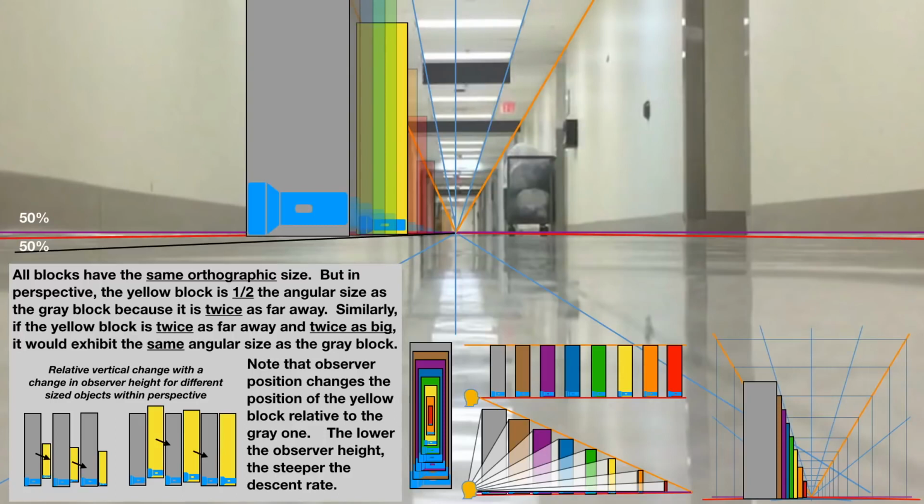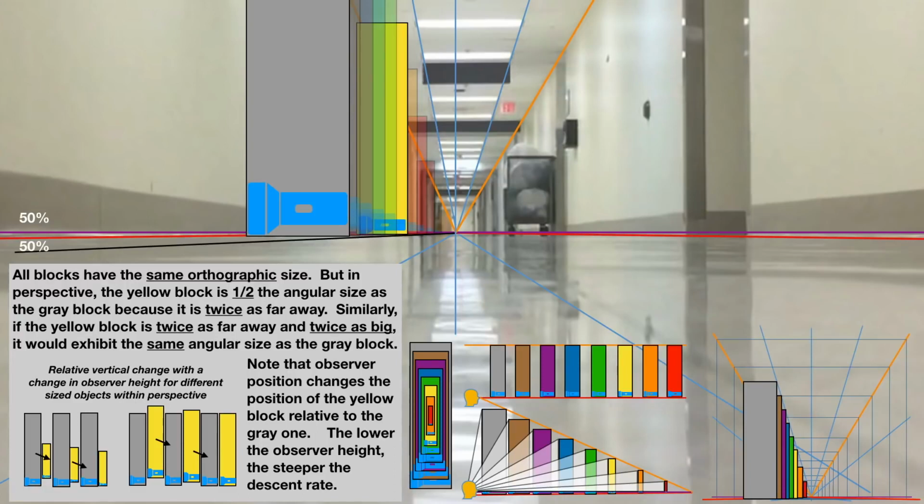Well, we can pull them out and look at them. So all blocks have the same orthographic size when we view them from a side view. But in perspective, the yellow block is half the angular size as the gray one because it is twice as far away. Again, noting that we double the distance, we half the size. Similarly, if the yellow block is twice as far away and twice as big orthographically, it would exhibit the same angular size as the gray block. So in that case, within perspective, they would be the same size.